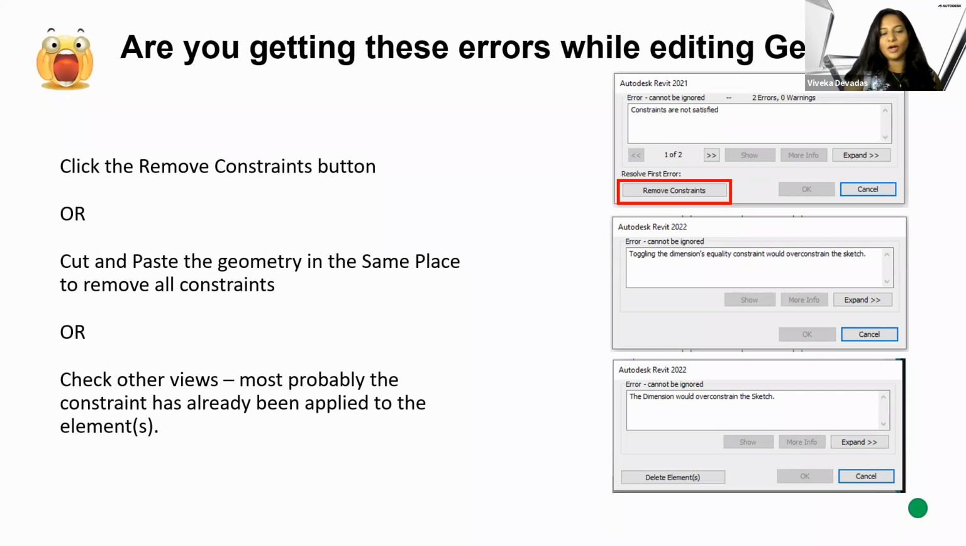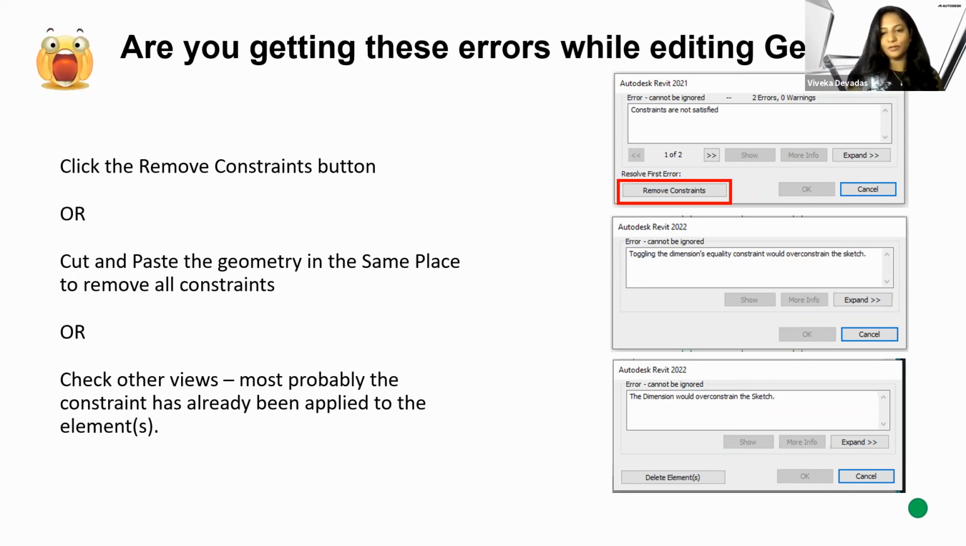One of the most common issues I see every day as a support specialist is that we get a lot of warnings, especially when we edit geometry. We don't know where this geometry arises from, and there could be multiple reasons why this happens. We've listed a couple of screenshots here which will help resolve these issues. One thing you can do is remove these constraints when you get a warning like this. Secondly, you could cut and paste the geometry in exactly the same place, and that might remove all the constraints.